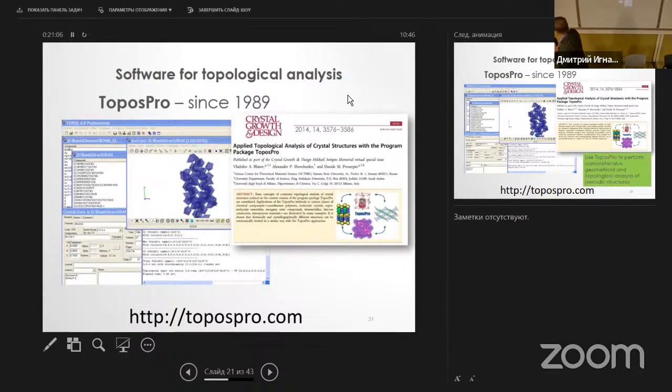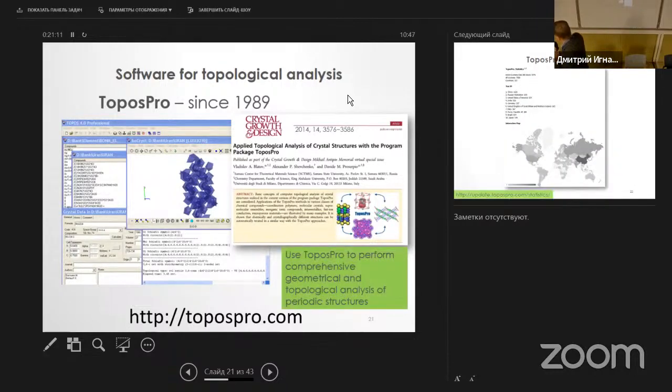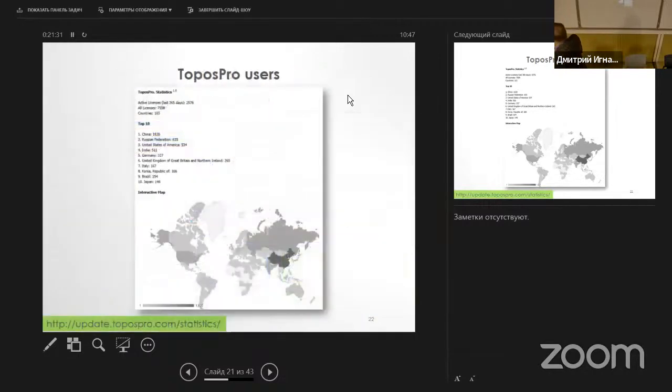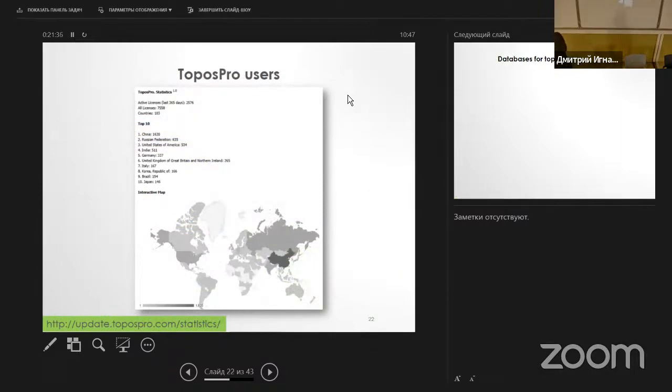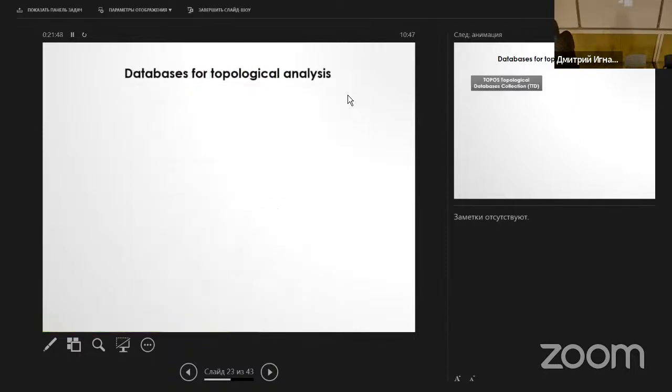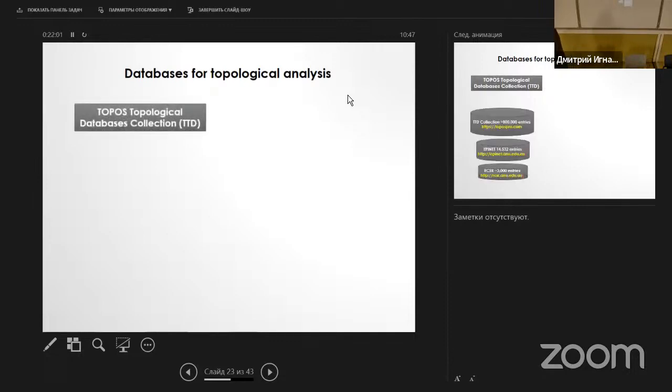This is a paper where the TopCryst features were described in detail. And using this software, you can perform comprehensive both geometrical and topological analysis of any periodic systems, not only crystal structures, but you can consider also artificial networks. Importantly, they should have periodic symmetry. TopCryst is now being used in more than 100 countries in the world, and many users in different fields of material science use this software. And also using TopCryst, we process the information from crystallographic databases, and we create our own databases which extract topological information from the initial data.